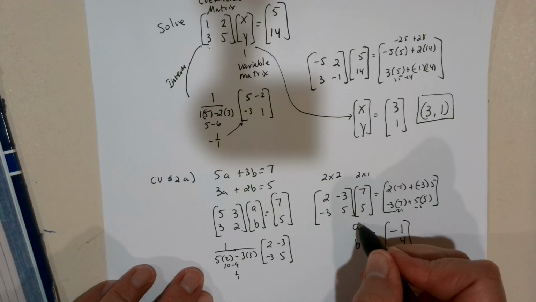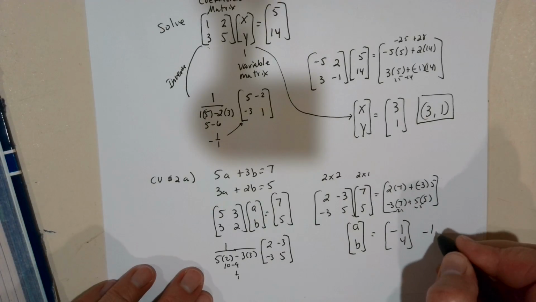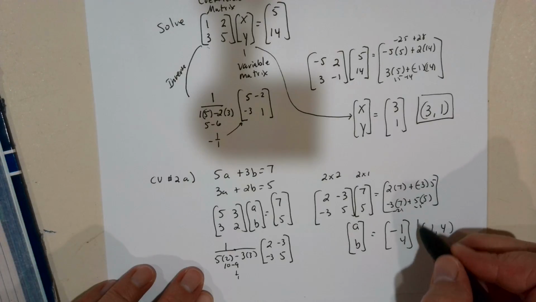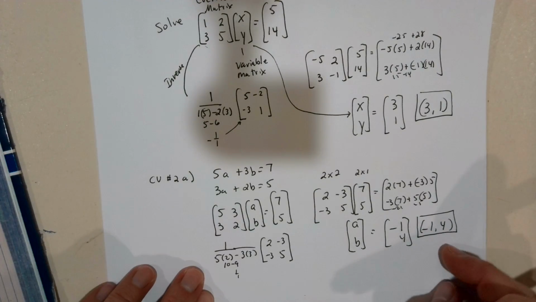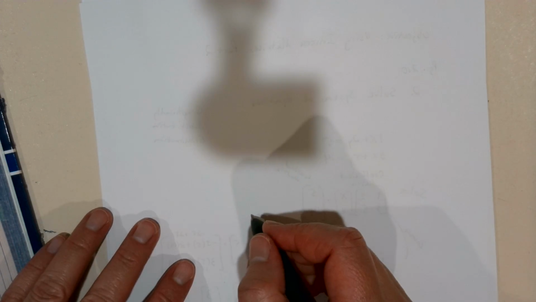So A and B are equal to negative 1 and 4. Remember that with ordered pairs, we put them in alphabetical order. And so the solution to the system is (-1, 4). Now, just a reminder that tomorrow we will have a quiz over finding inverse matrices and over using them to solve.